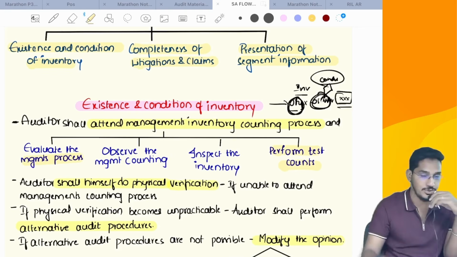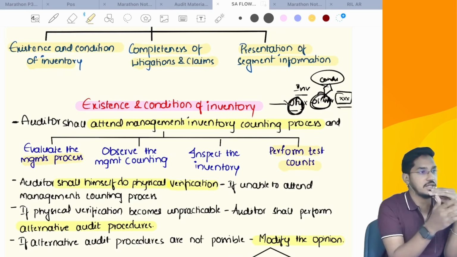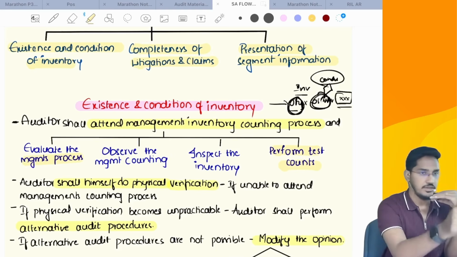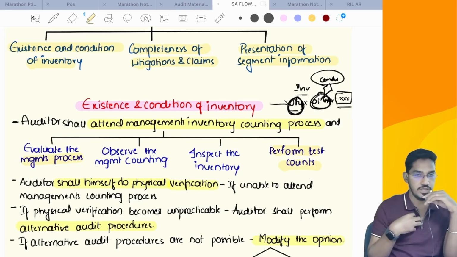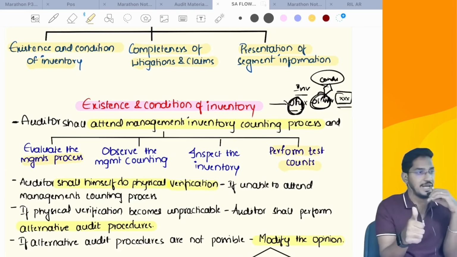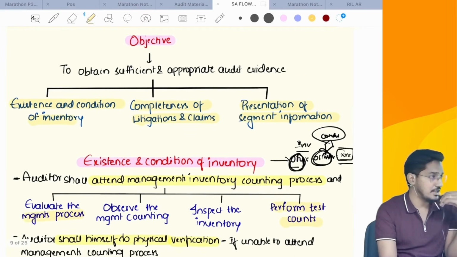One after the other, so many things will come. So let us proceed. First you will attend and do these four things. And one more thing they say here. In case the inventory verification is happening on the balance sheet date, well and good. Whatever stock is there on that date, if you are satisfied with the quantity and condition, no issues, you will be happy. Sometimes inventory verification will happen on a date other than the balance sheet date.